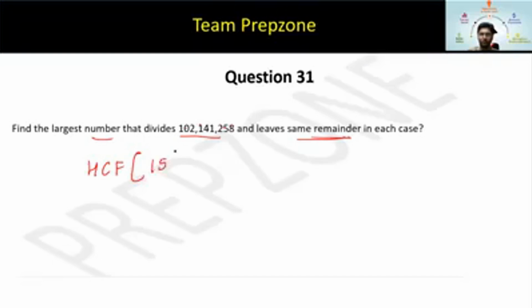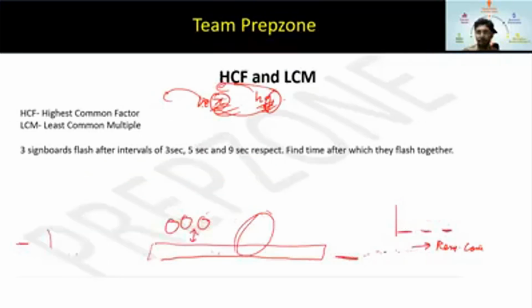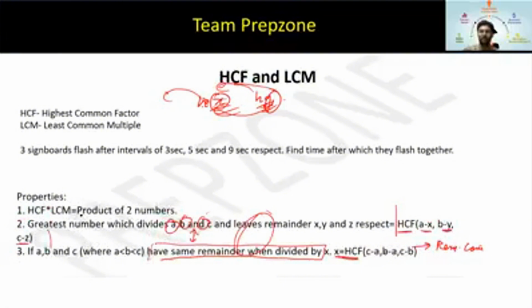So this comes out to be 156, then 117, and then 39. What is the HCF of these? 39. This is your answer. Clear, everyone? Simple question. The concept I have already explained to you, but you need not know the concept every time. Yes, Priyam, see, greatest number, and here also the greatest number.